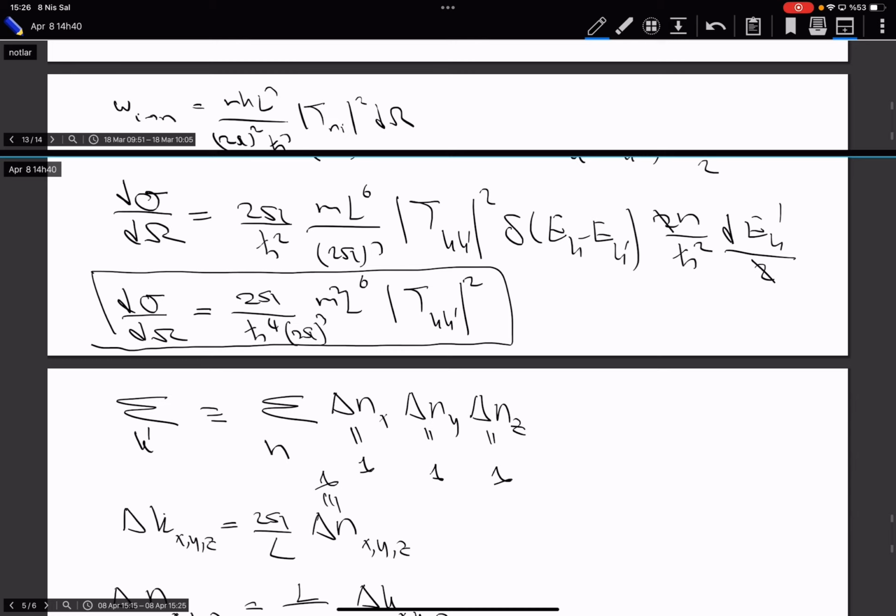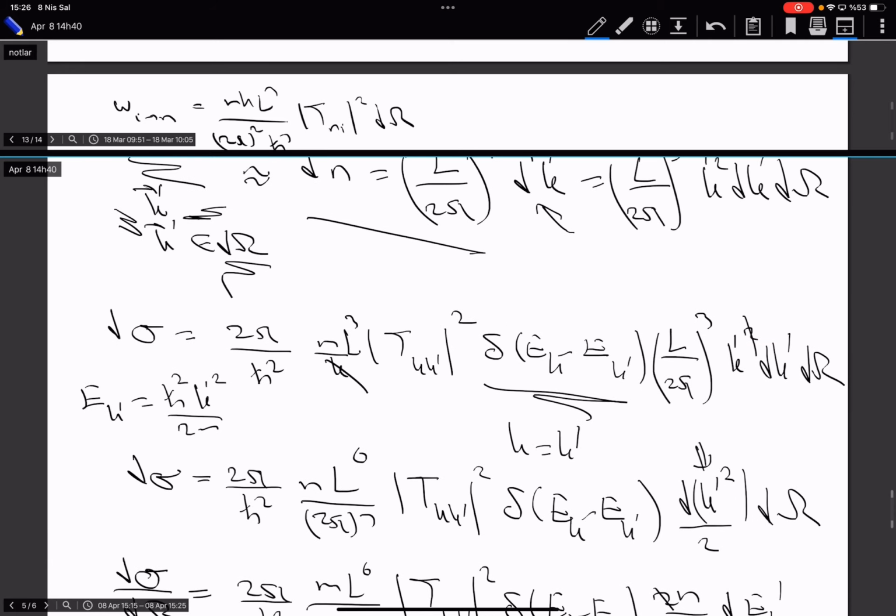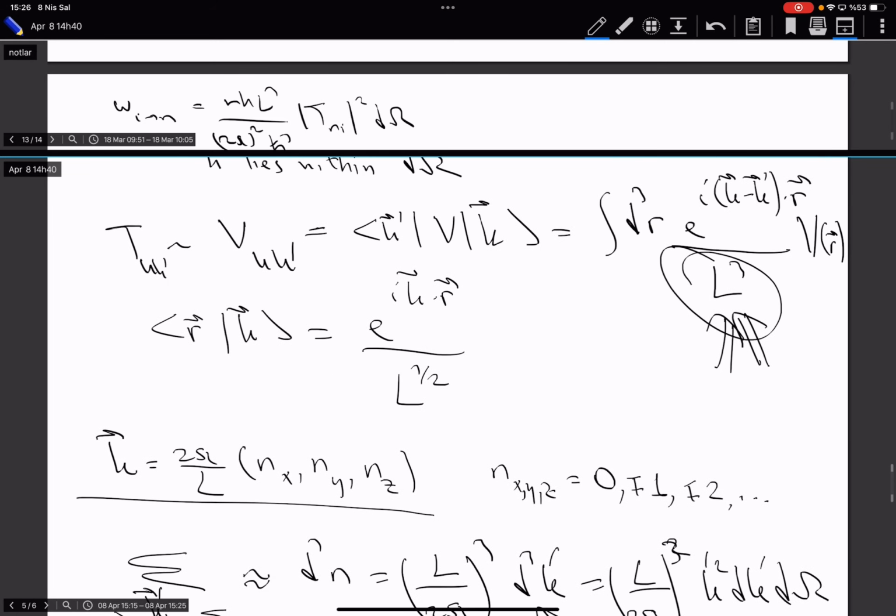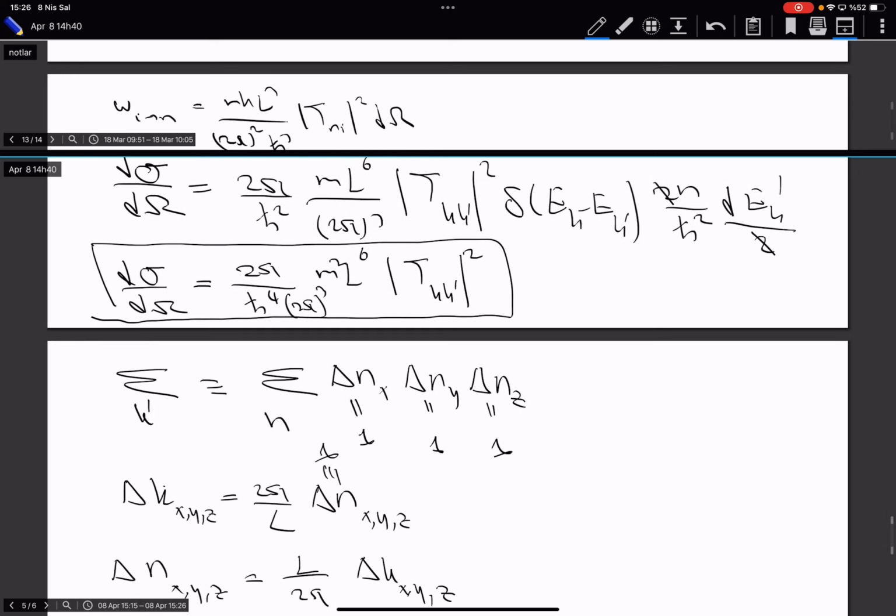We can check the dimensions. The matrix elements of T have this form. So the unit of T is volume. No, it's energy. T has the units of energy because d cubed R has the unit of volume and I am dividing by volume. So this is dimensionless. The only thing that remains is the potential energy. So T has the units of energy, and this quantity has the units of joule squared.